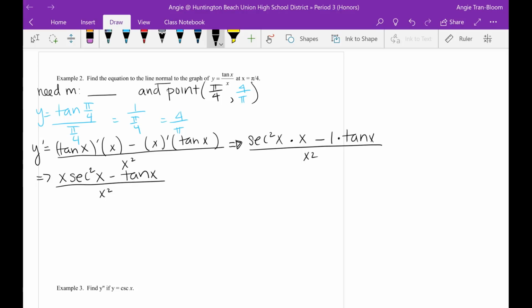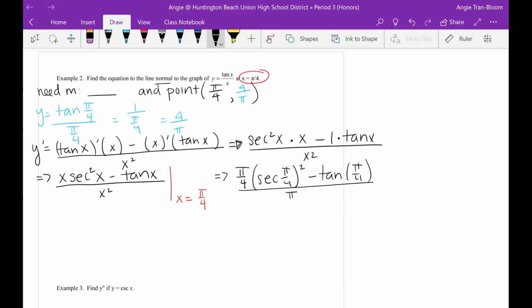Well, it doesn't look like I can simplify this. So I'm just going to go and evaluate, because all I need is the slope. This bar right here, class, means I'm about to evaluate for x, and I'm evaluating x at pi over 4, like that. So every time I see an x, I'm going to plug in pi over 4. So pi over 4 times secant of pi over 4, and then I'm going to square that, minus tangent of pi over 4, all over pi over 4 squared. Okay, let's see how pretty this is going to look.